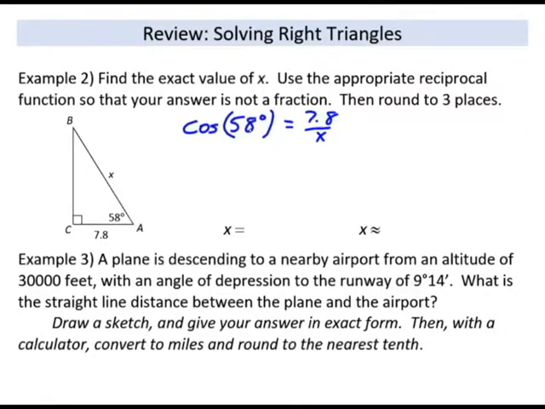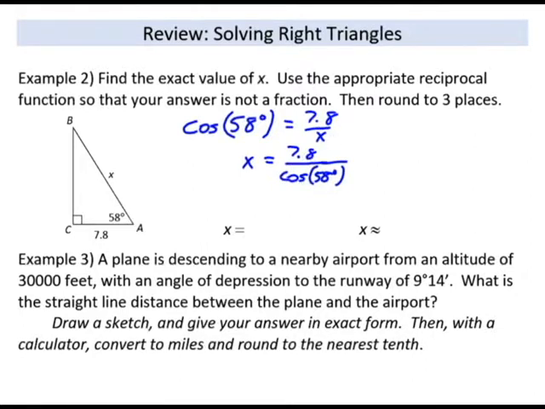Here's where you can take a bit of a shortcut. We're going to multiply both sides by x, and then we're going to divide both sides by cosine of 58 degrees. We'll end up with this. You can do this all in one step, and it's very easy if you think of it as letting the cosine expression switch places with the x. It is algebraically valid.